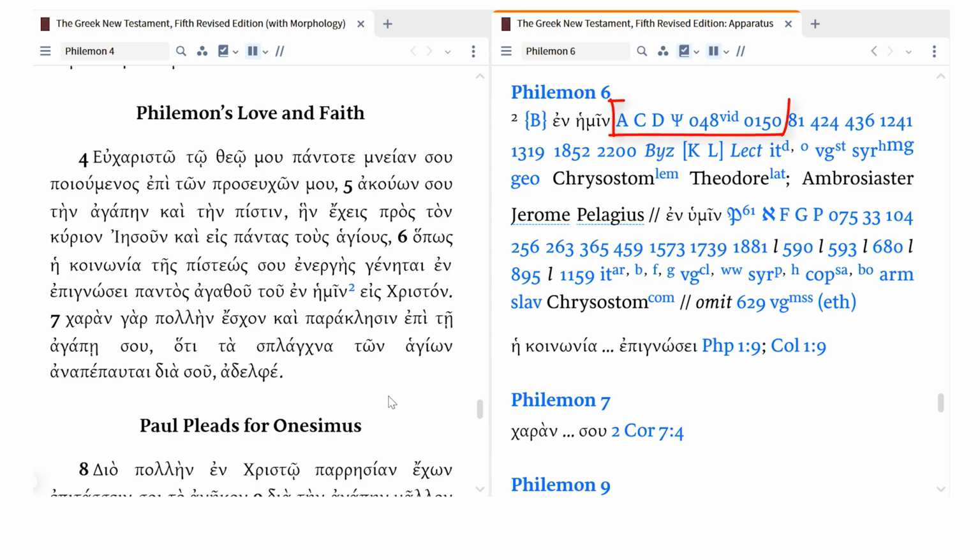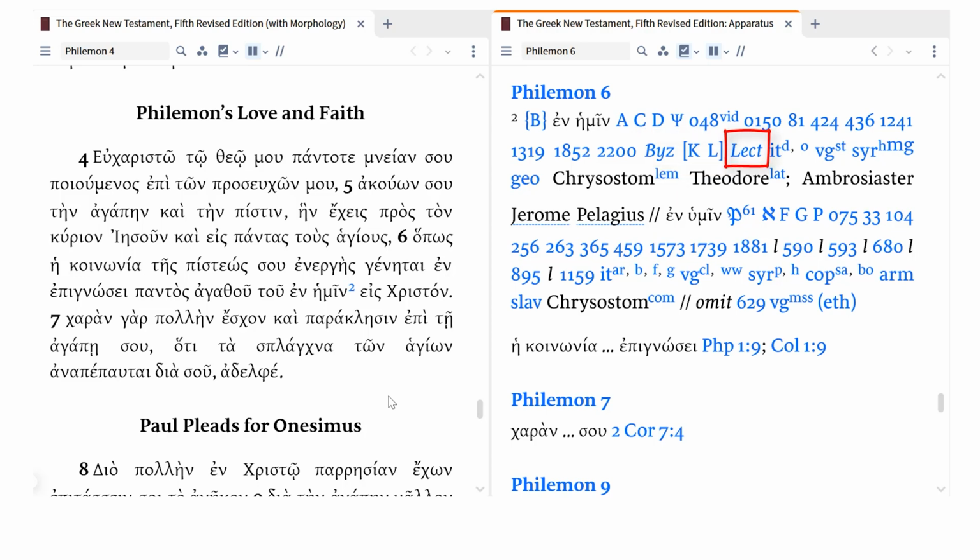Then we have the capital letter manuscripts. Again, those have a capital letter or a number beginning with 0. When you see this word "vid," it means that it appears that 048 supports this reading. Then we have lowercase manuscripts, minuscules, 81 through 2200. Then the Byzantine tradition on the whole, and they're pointing out in particular manuscripts K and L.